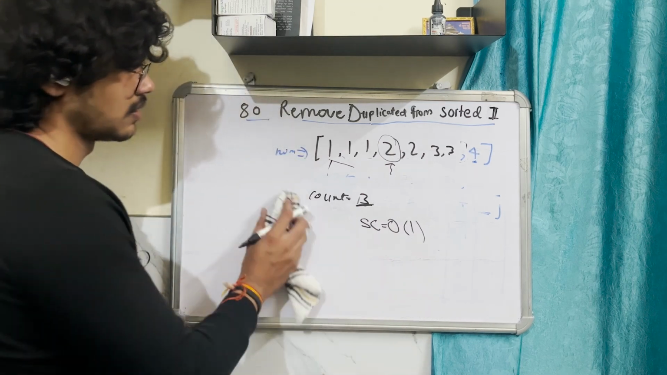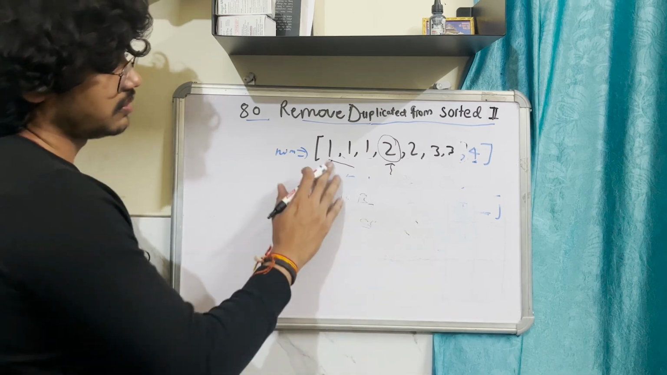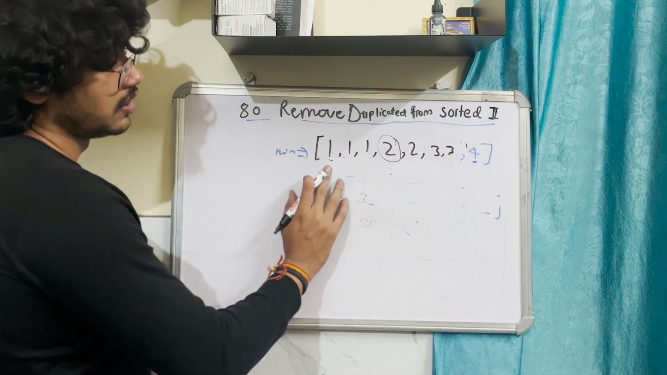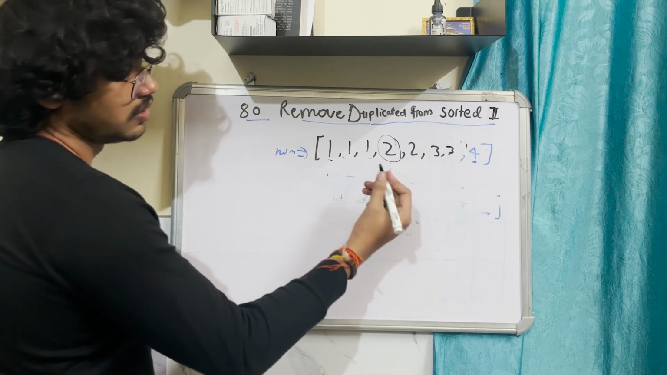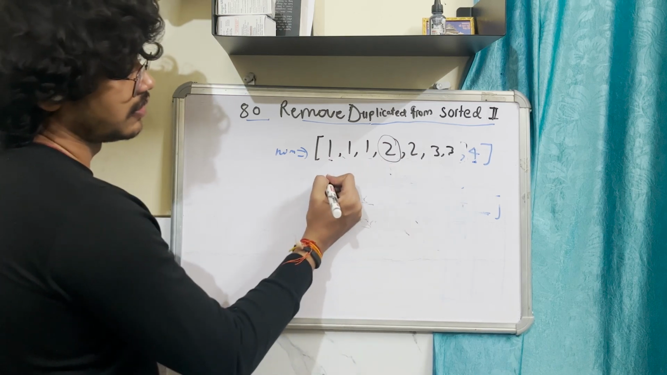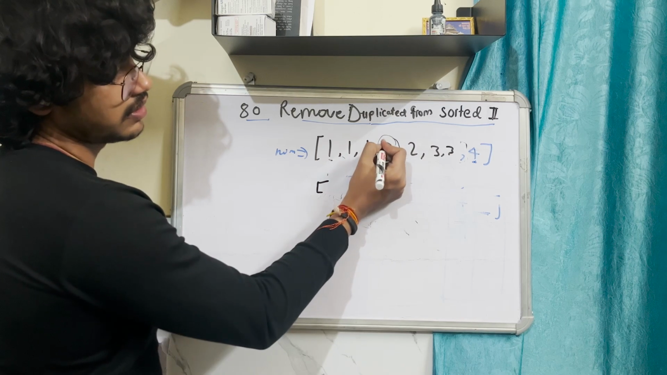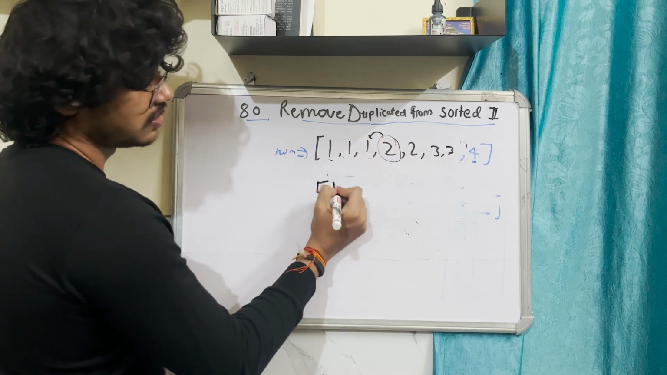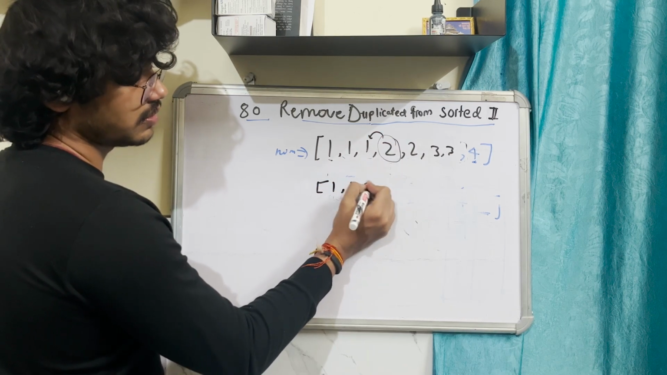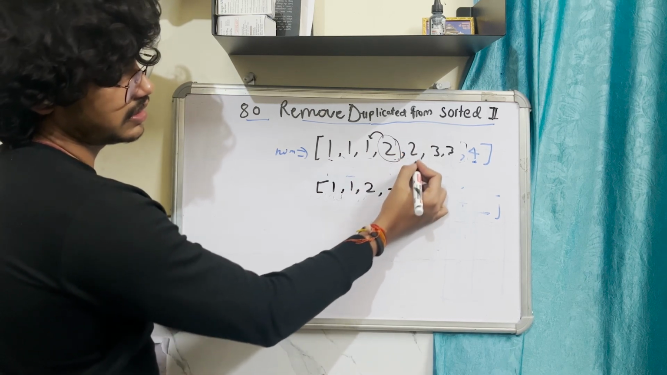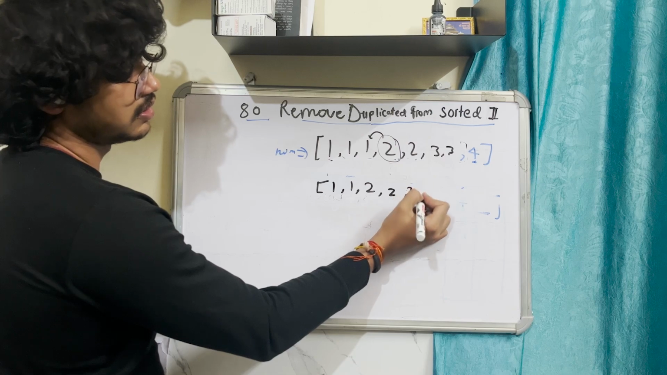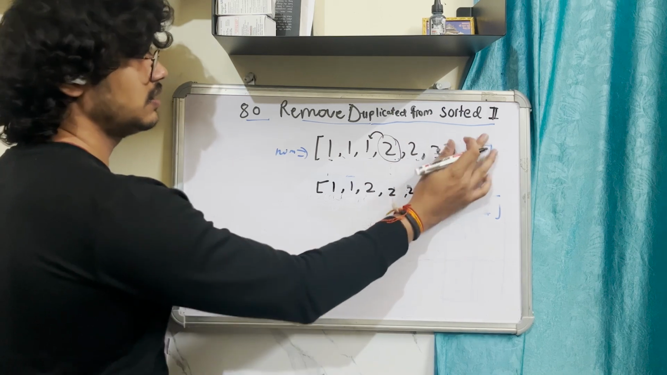Okay, so 1 is having count 3, we don't want that. Till 2 it's valid. After this we have to put a new element, the next element. So the element that we can have is this 2. Till 2 it was okay, we'll put 2 here. This 2 will be as it is, this 2 will be as it is. You can see, let me remove 4.